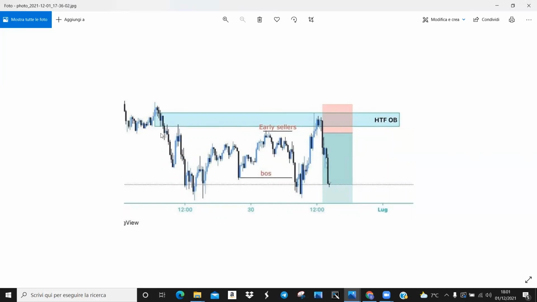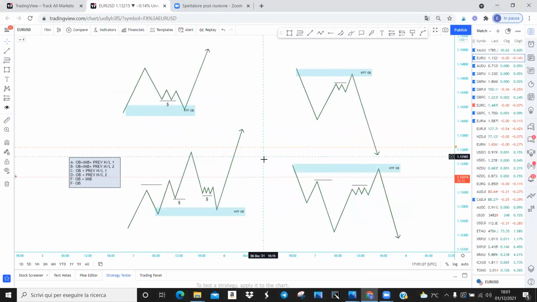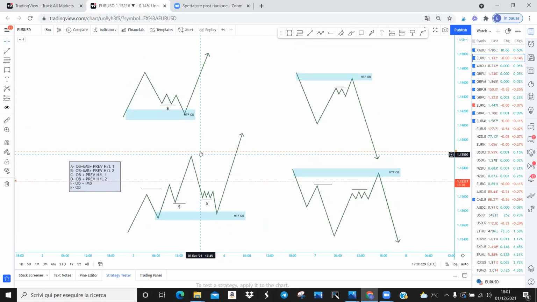Order block, no imbalance. Previous highs here. Order block is not mitigated at the 50%, is only mitigated at the start. Early sellers, so previous high. So we have type 1 previous highs because we have both here and here. Okay, but no imbalance, so it is a C setup. And that's it. These are all the examples. All right. So practice this.